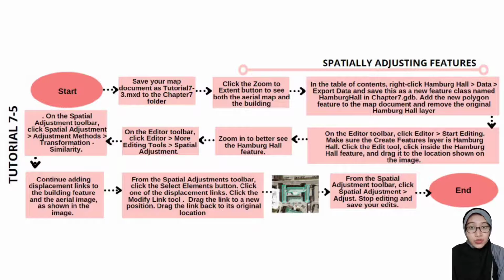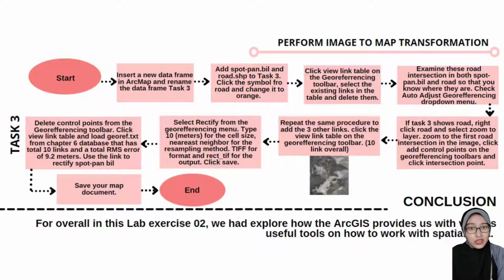In this exercise, we'll transform an outline of a building so that it correctly overlays the building in the aerial image. All of it will be using the ArcMap Spatial Adjustment tools Transform, Rubber Sheet, and Add Mesh feature in a shapefile or geodatabase feature class. For the task 3 folder, we will learn how to perform image to map transformation. As you can see, it shows step by step how to accomplish the exercise.